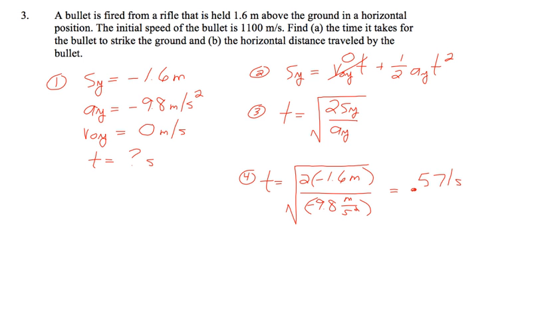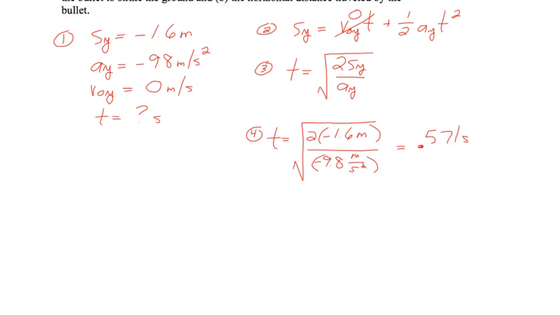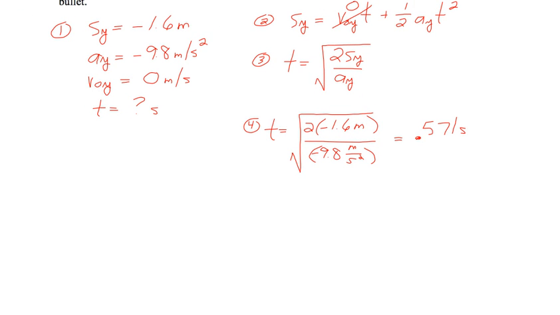Now part B says the horizontal distance traveled by the bullet. That's an X fact, so I'll use a different color. For part B, I'm going to write down the facts in the X direction. I'm looking for S in the X direction. One free fact that I always have is the acceleration, because since we ignore air resistance, acceleration is 0 meters per second squared. Now the VOX, we have that. It was given in the problem.